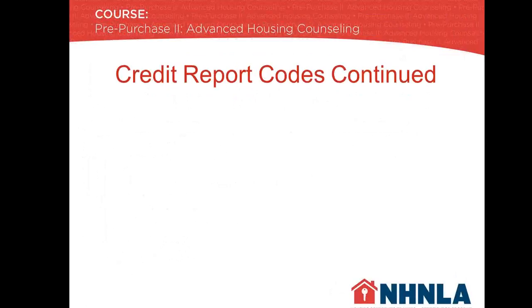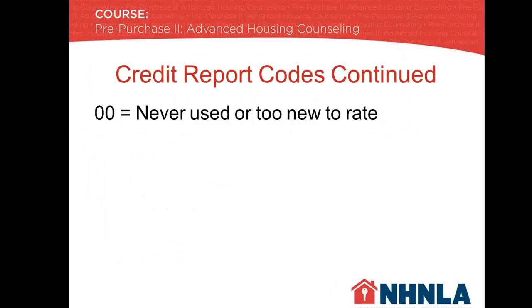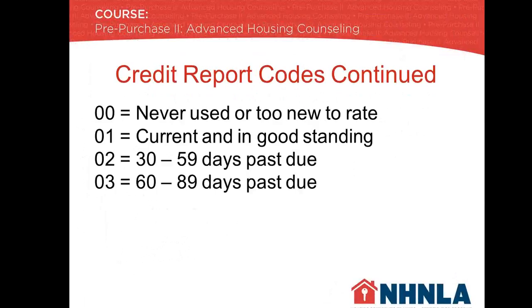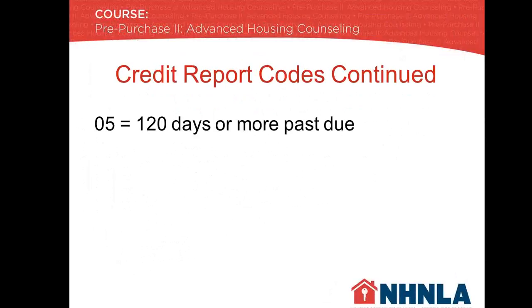On the next slide, we look at number codes. A designation of 0 means the account is too new, hasn't been used yet, or it's too new to rate. A 1 shows an account in good standing, in other words, current. A 2 shows that the account is at least 30 days late, and then the higher the number, the later we get. 3 is 60 days late. 4, 90 days late, up to 119. And then once you hit 120 days or more past due, you hit the number 5.